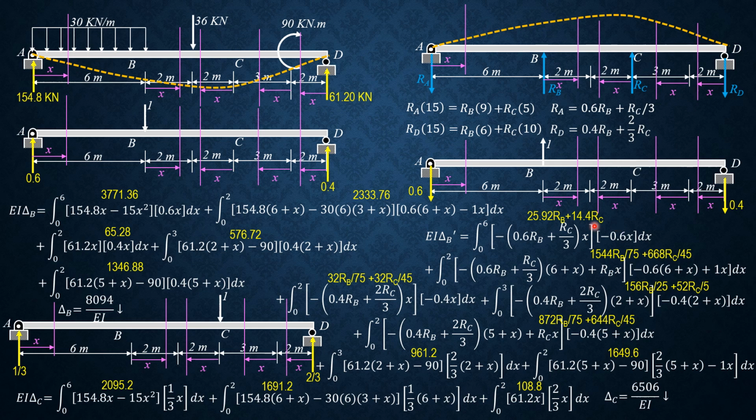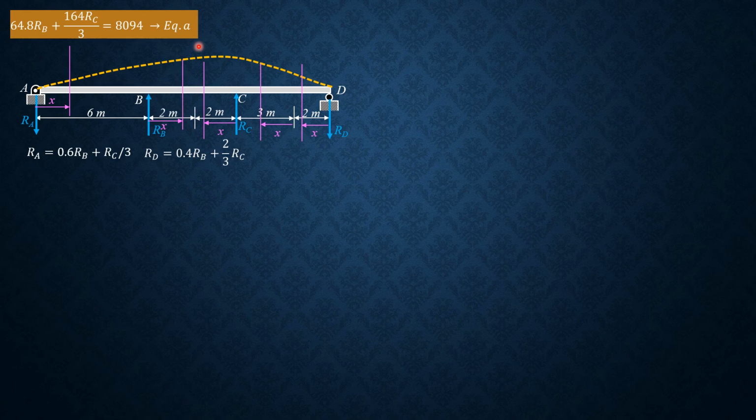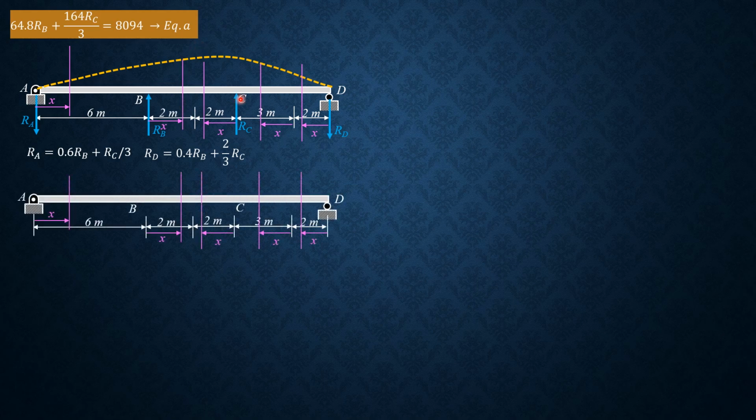And in terms of RC also. So combining 64.8 RB plus 164 over 3 RC equals 1894. Same equation is formulated. So let's have for delta C in terms of RB and R sub C. So that's 1. Therefore, the reaction here is 1/3, and here it's 2/3 downward.